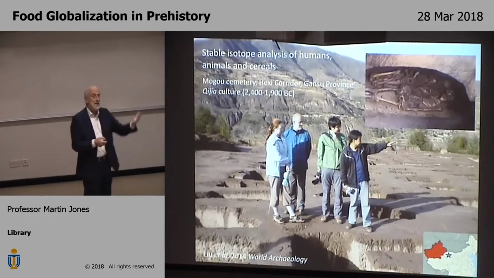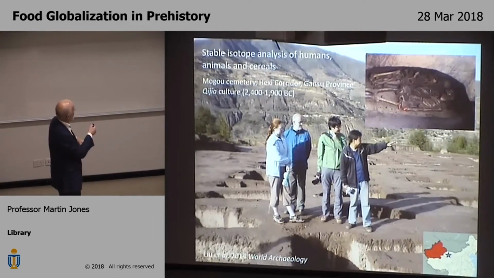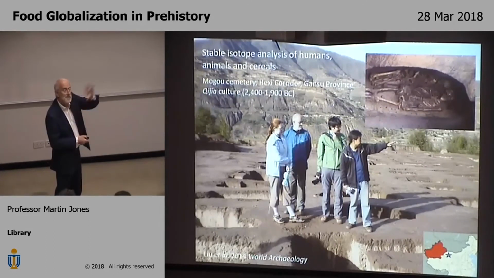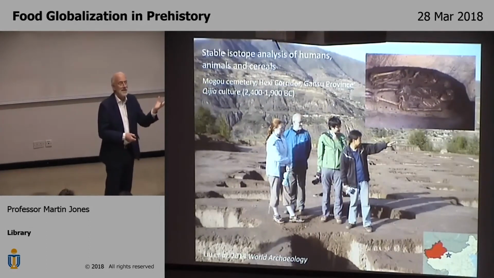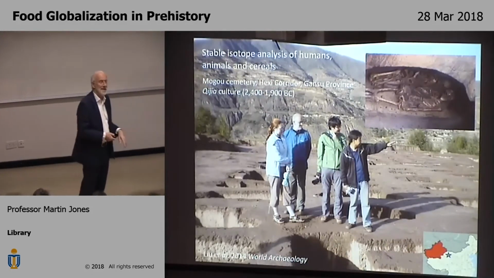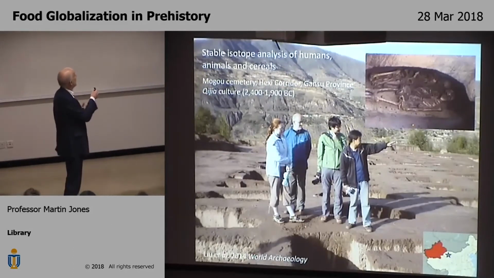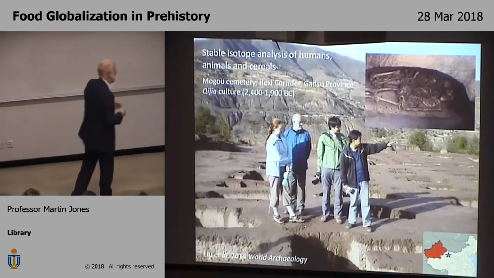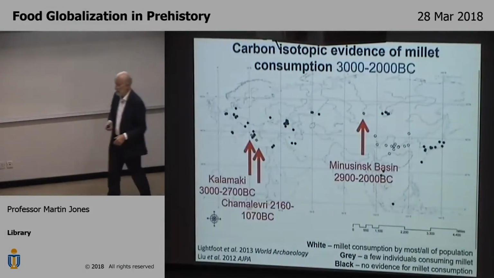We want to know who's eating them. Some of these graves are elite graves with nice finds in them. Is it the elite that are eating exotic things and the common people not? Is it everyone eating them? By looking at the isotopic measures, we can find out what they ate and work out what's happening. So I'll just take you through the kind of things that have been found.